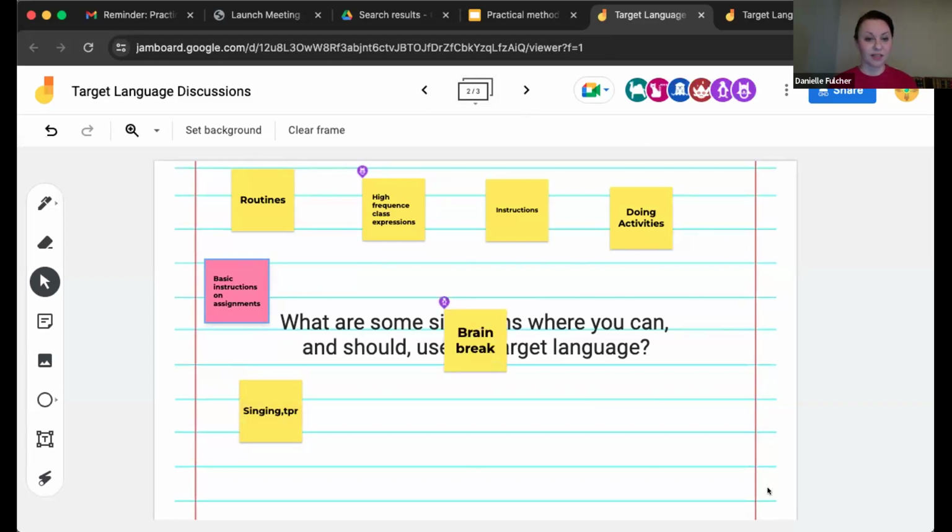Brain breaks. That's a great one. Even when you're taking a break from active learning, you can still use the target language in those interim 5-10 minutes. That's a good one.